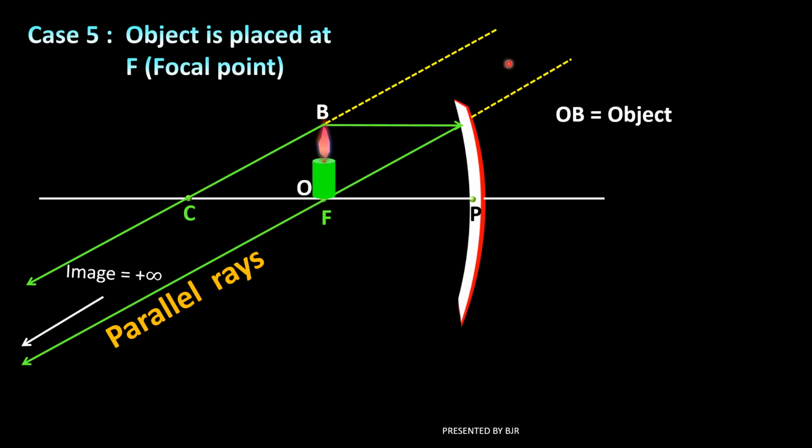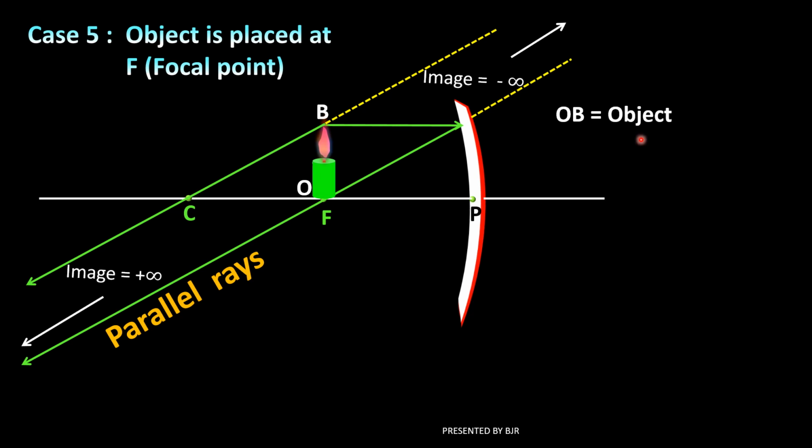And this image, if it forms, is a virtual image. So a virtual image may be formed at infinity or a real image may be formed at infinity. That means the image is ambiguous. See here, image is minus infinity. That means the image may be formed behind the mirror, that is on the other side of the object at infinity.